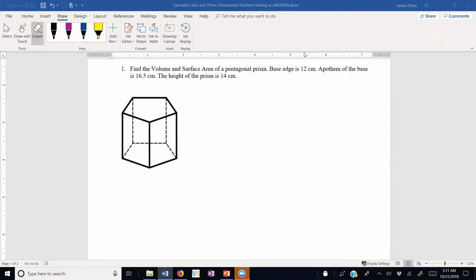Okay, so the base edge is going to be 12. That's down here. All of these are 12 because it's a regular pentagon. And the height is 14. Now, the area of the base, whether there's one base, as there is in a pyramid, or two bases in a prism, is very important. And it's a good idea to draw just the base. And this isn't a very good diagram here, but we'll try to do our best here.